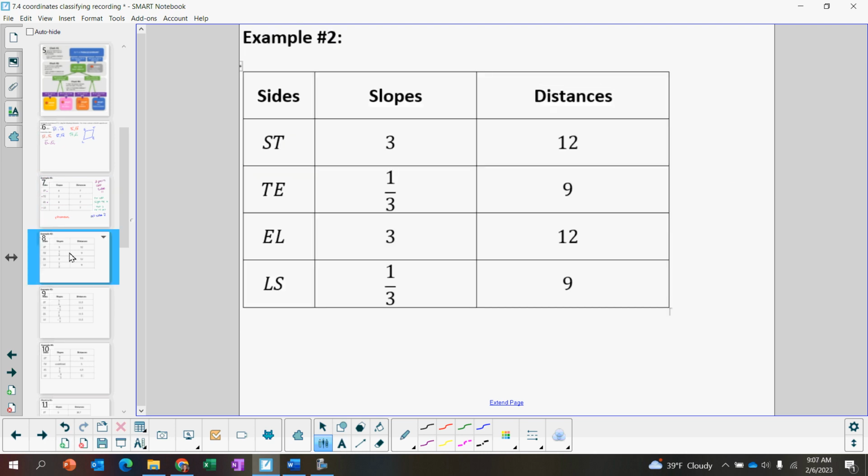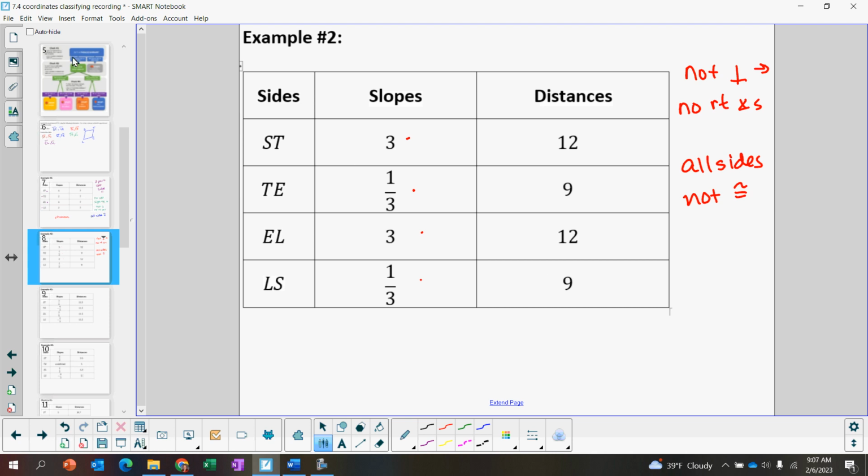All right, looking at the next example. So I'm looking at opposite sides, 3 and 3, 1/3 and 1/3. Opposite sides are parallel, so we know we're going to move on. 3 and 1/3, not perpendicular, which means no right angles. My sides are not all the same, so all sides not congruent.